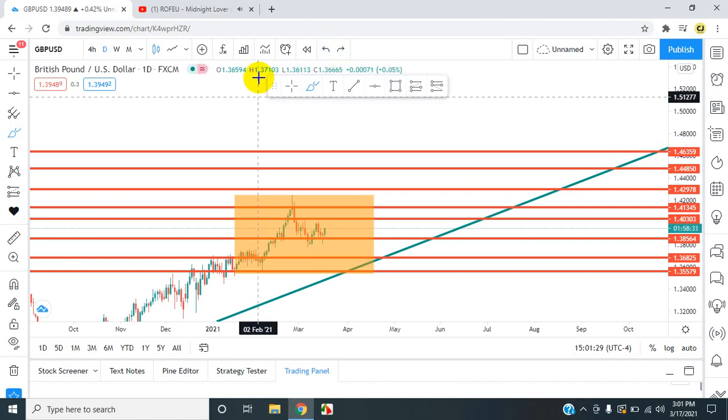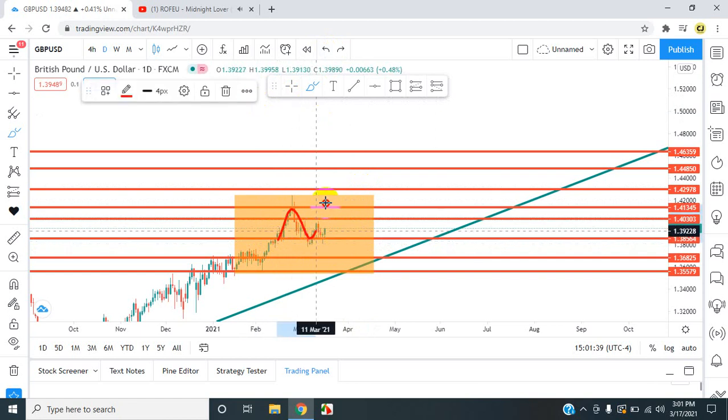It may not do that. It can do something like this. So that's if the market is going to go up. There are three ways the market can go: up, down, or sideways. That was up. If the market is going to go sideways, it can consolidate just like this, just back and forth until it finally reaches close to our trend line to break further up.